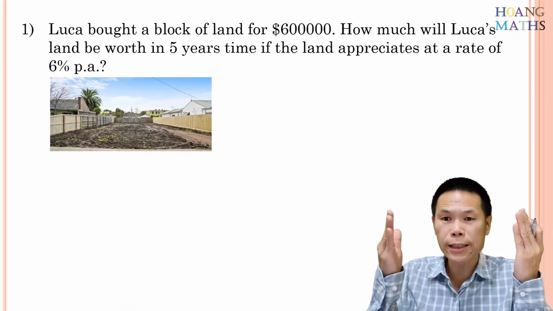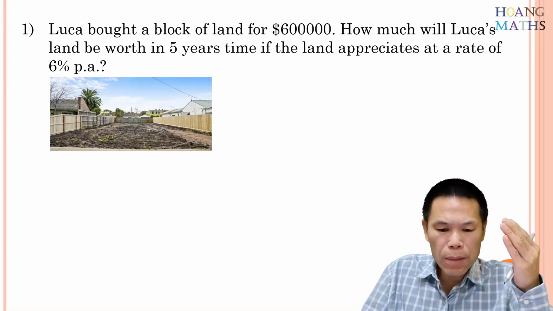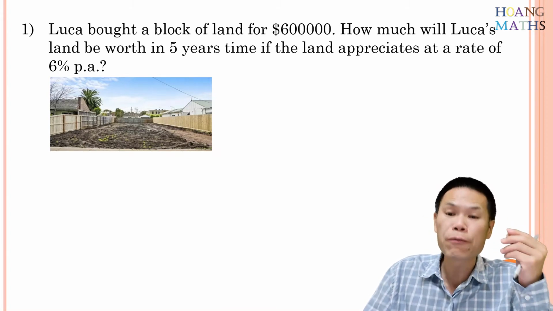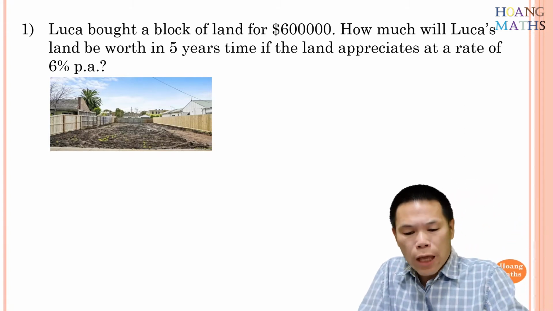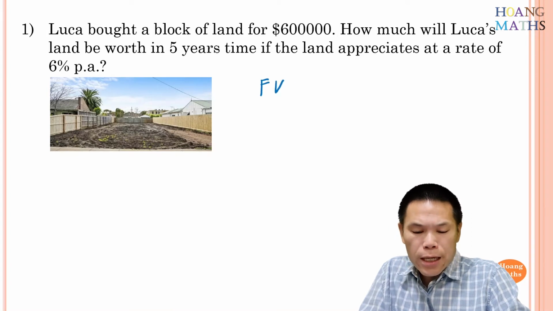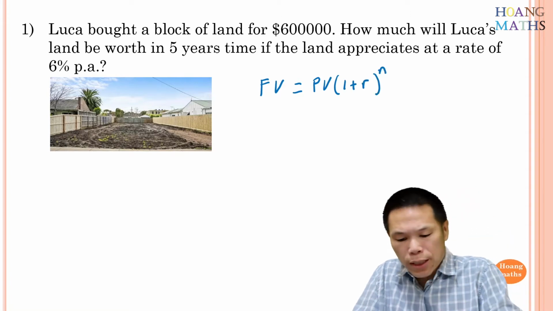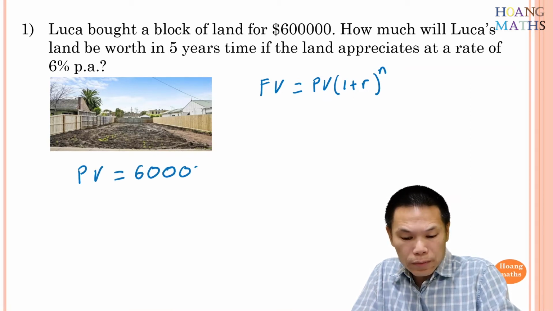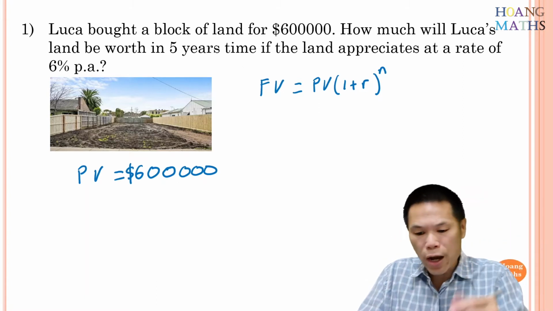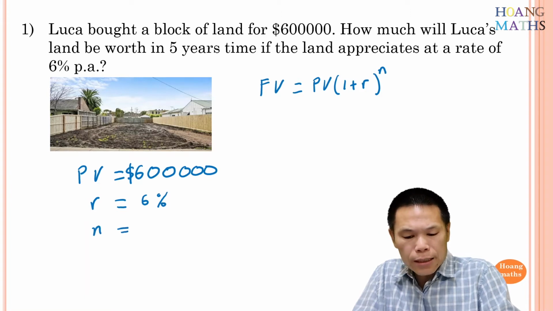So let's go through the first example. Luca bought a block of land for $600,000. How much will Luca's land be worth in 5 years' time if the land appreciates at a rate of 6% per annum? We know that the future value FV is equal to the present value PV (1 + R) to the power of N. The present value PV is $600,000, the appreciation rate R is 6%, and the time N is 5 years.